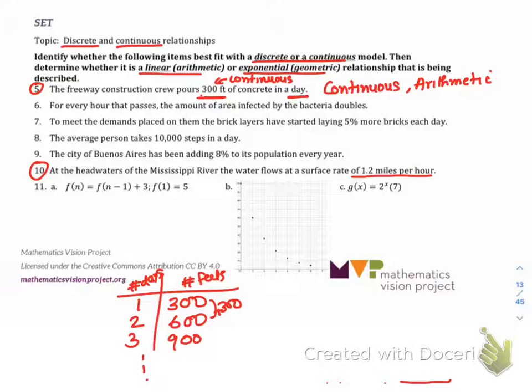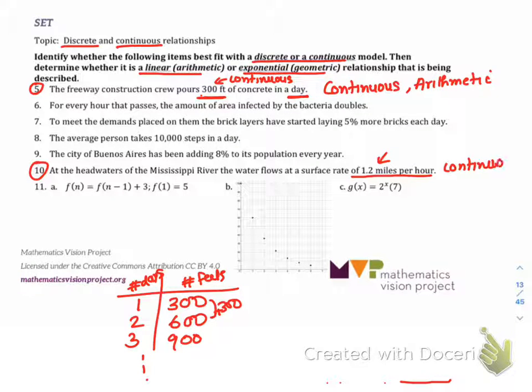And when I look at it, I know this change is not happening at once. In order to travel 1.2 miles, the water is flowing gradually. It's a gradual process. Another thing you can think about is that we are talking about miles, and miles is a distance, and distance is always continuous. So that's going to be continuous.